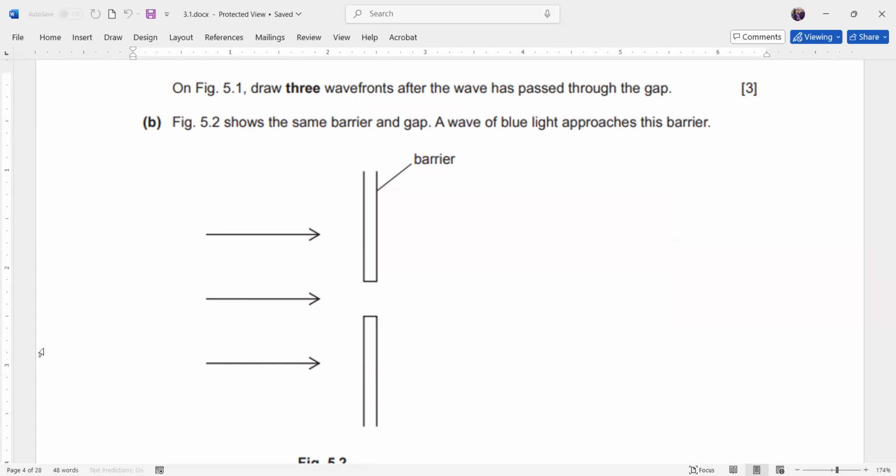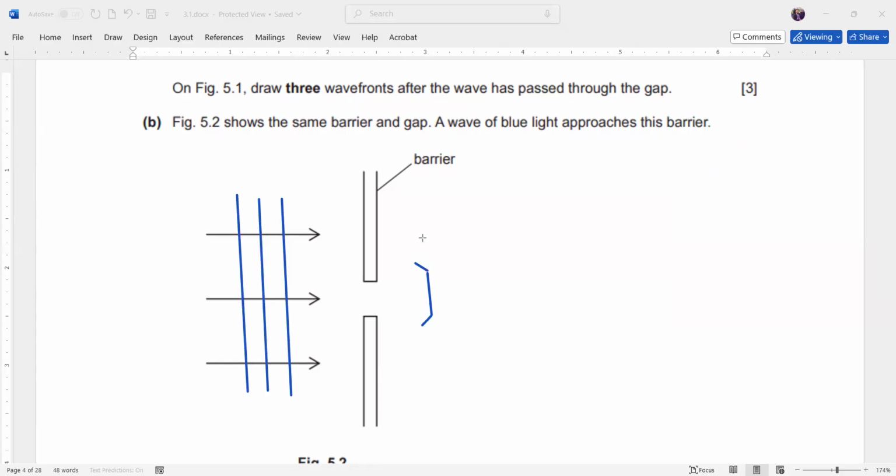So here we have to draw 3 wavefronts before and after. The wavelength of these wavefronts should be less than the previous one, which was given to scale. And then when we draw the wavefronts passing through, we show a minimum diffraction. Okay, clear?